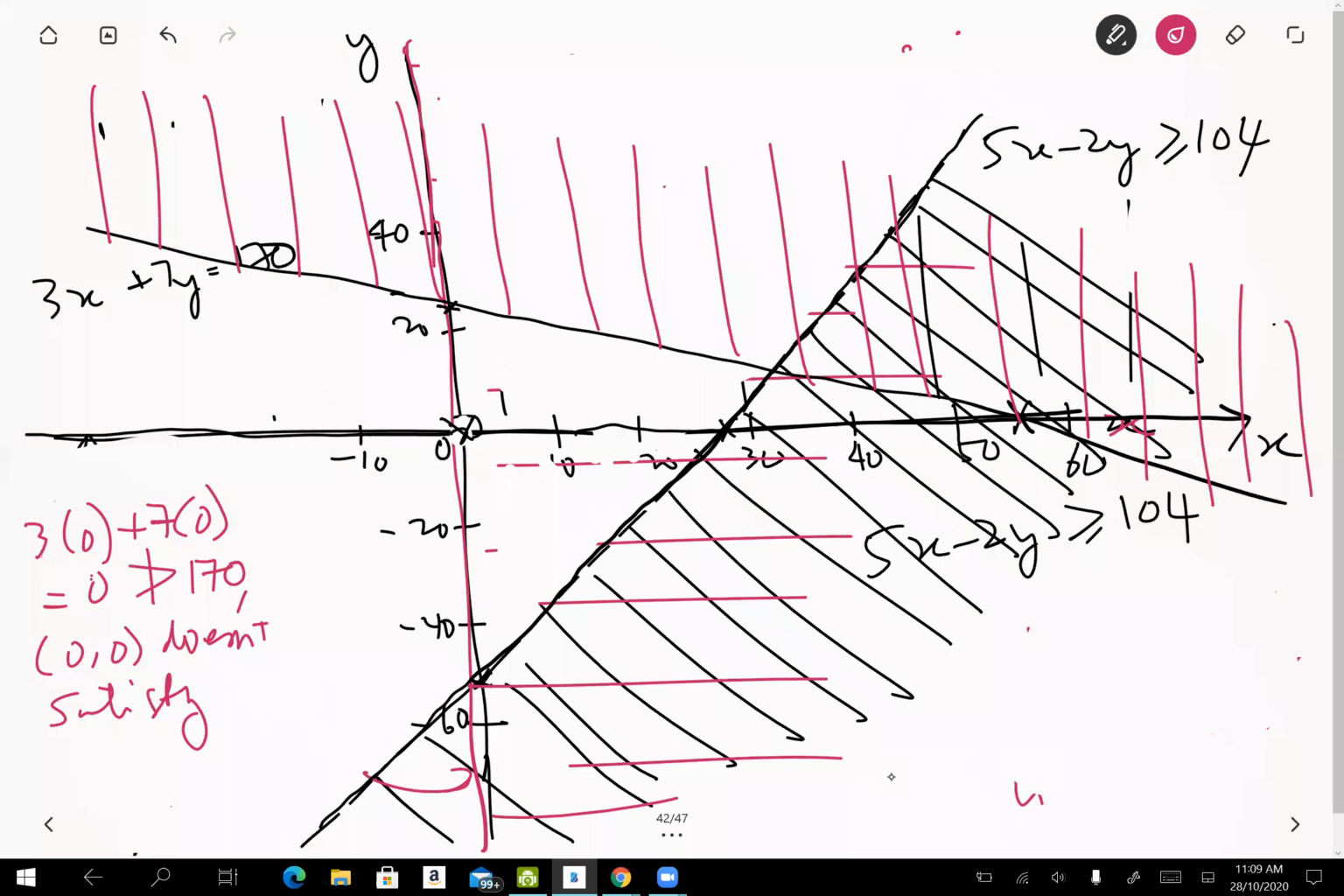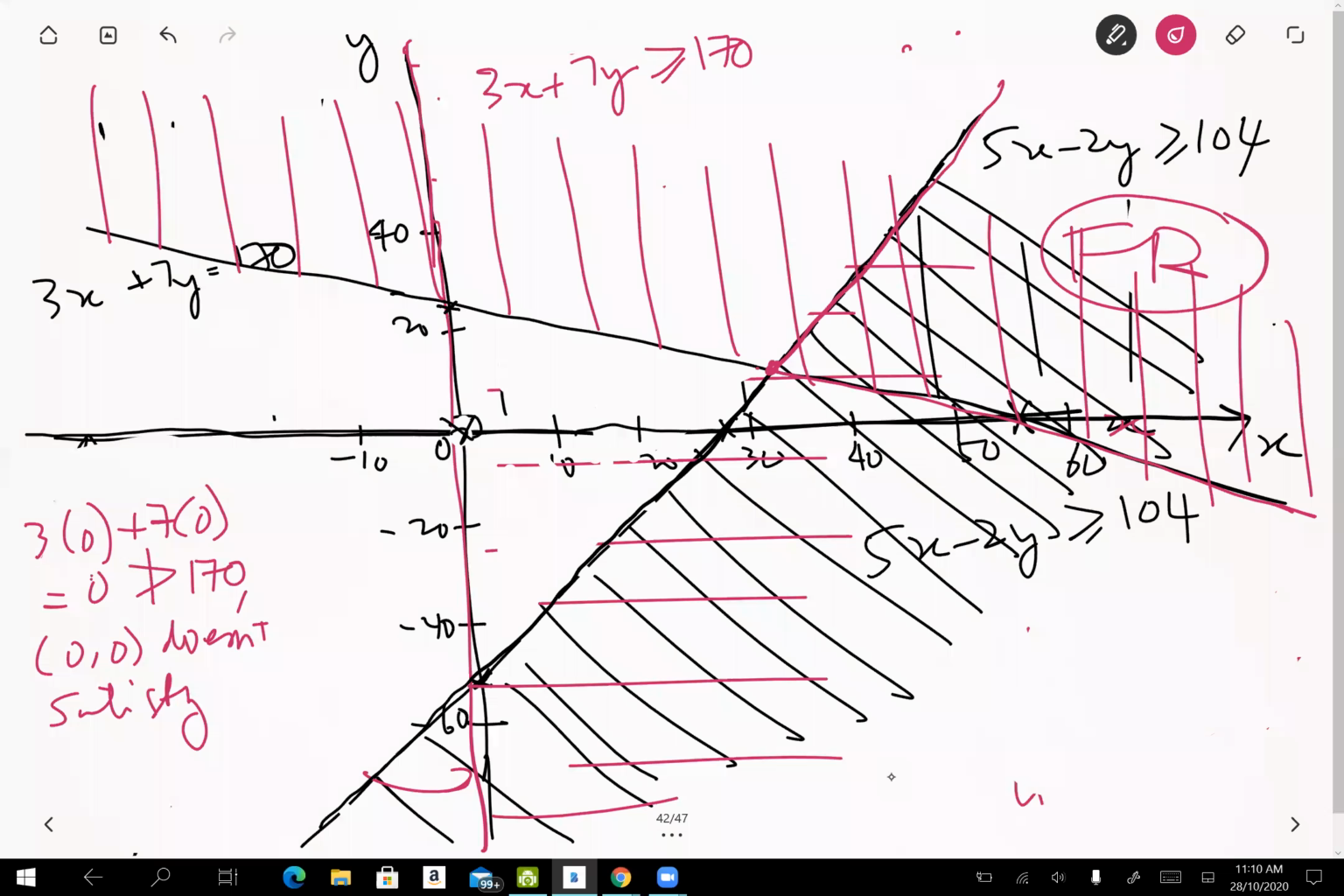So this is 3x plus 7y bigger or equal to 170. Okay, so is there a common area? As we can see, the common area is this area here. That is the feasible region. It is the area bounded by that line up to that point, and after that bounded by the other line out there. Okay, all right.